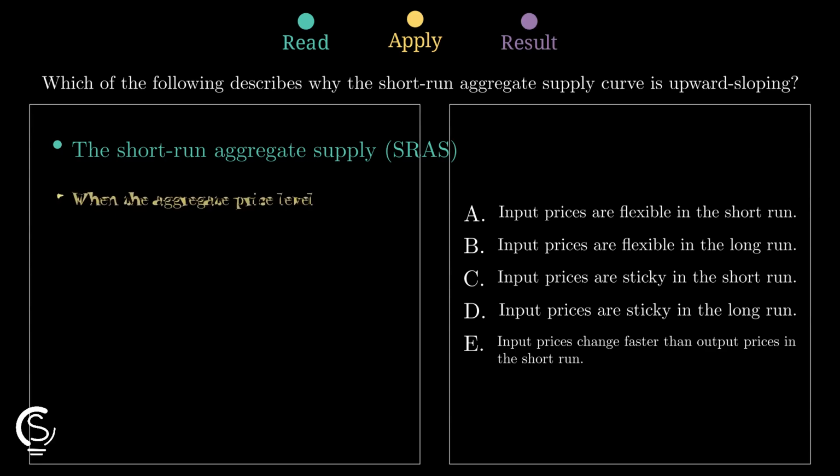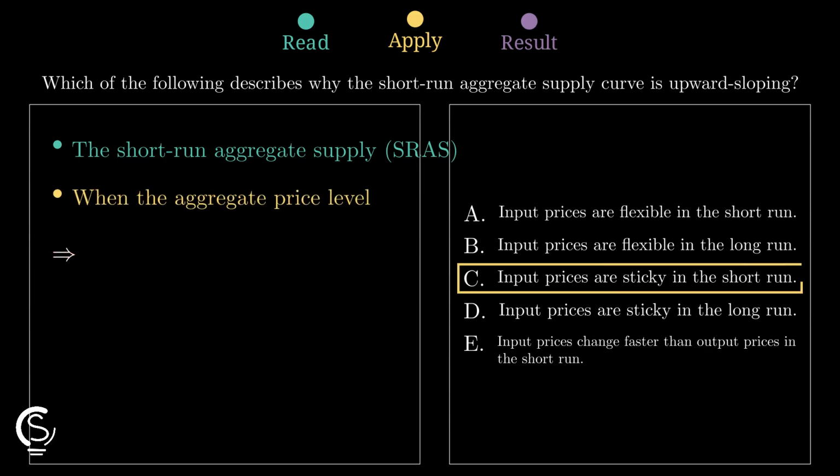Consequently, firms are incentivized to produce more because their profit margins expand. This makes option C the correct choice for our supply curve slope.